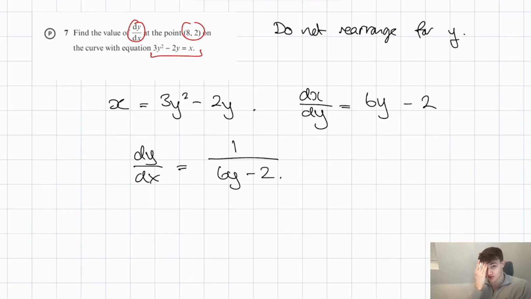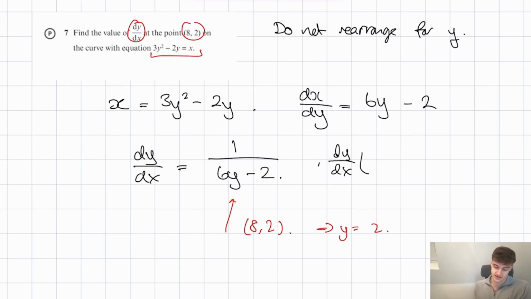So normally we would substitute the x value in, but we've got a y here. We know which point we want. It's when it's 8, 2, so that means y is 2 here. So all I need to do is substitute 2 into this. So dy by dx evaluated at y equals 2 gives me 1 over 12 minus 2, or a tenth. And I'm done.